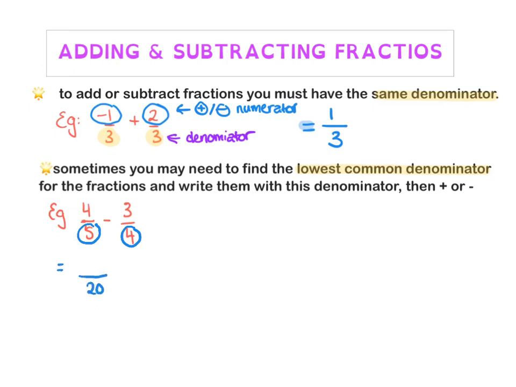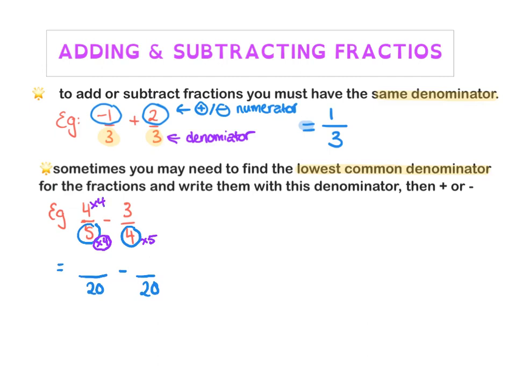If you think about it, they both can go into 20. 5 times 4 gives 20, and 4 times 5 gives 20. So this is the lowest number both of them go into. Now, if I'm going to change these denominators to be over 20, that means whatever I did to the bottom of the fraction, I've got to do to the top.